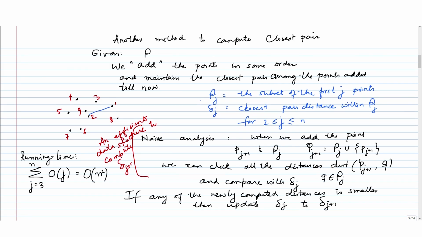We are not going to take the new point and find out all the distances. It may not be necessary. All we need to know is what is dj plus 1. How can we compute dj plus 1 from dj? So, this is where basically all the efficiency will come from.